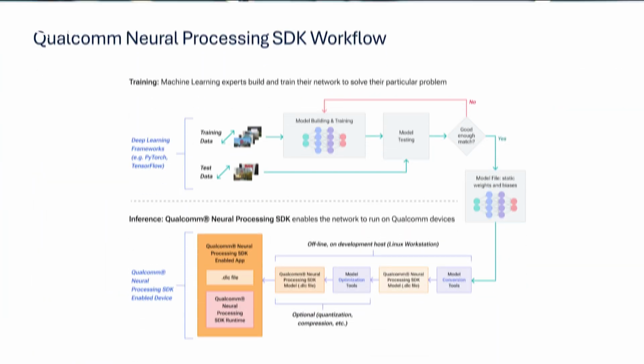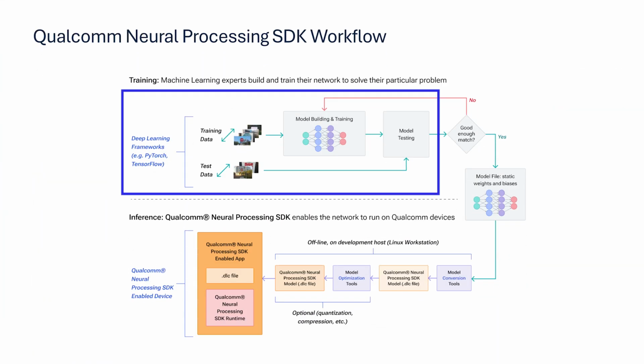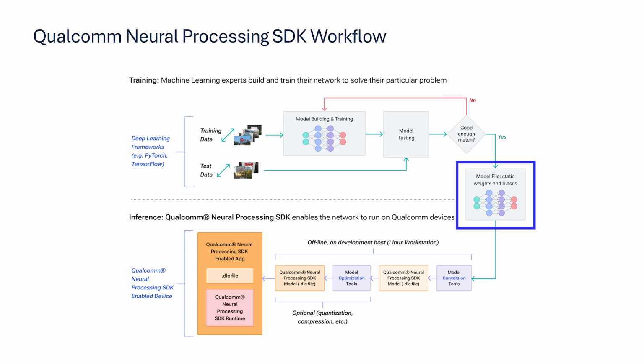Before we get into profiling models, let's take a high-level look at the workflow of Qualcomm Neural Processing Engine SDK. A developer or a machine learning engineer will train their model using a training framework like TensorFlow or PyTorch. Once the training is complete, developers will then export their model to have static weights and biases. For example, a model trained in PyTorch could be exported to ONNX, or a TensorFlow model could be exported to a TensorFlow-like model format.